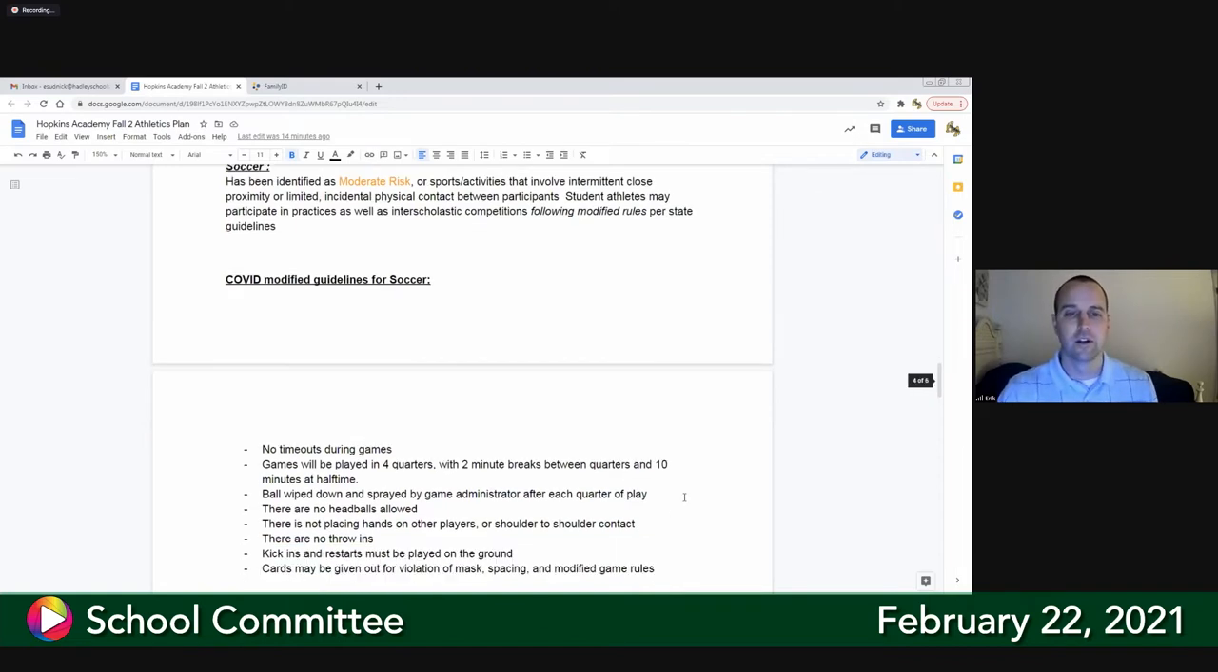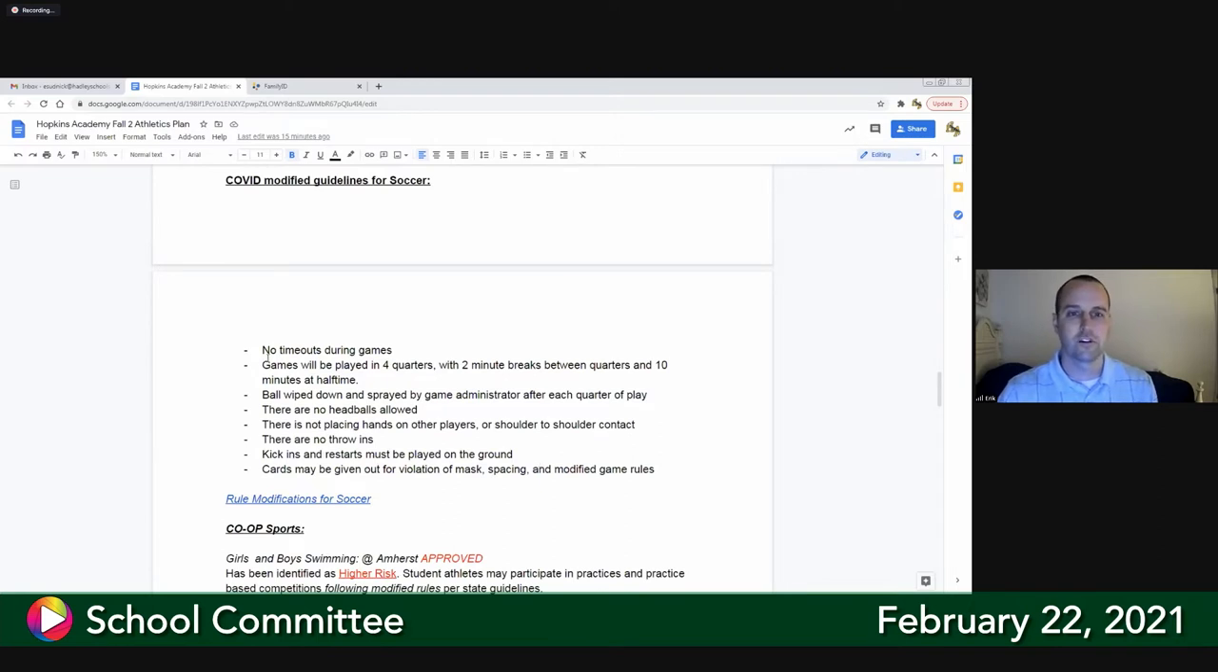If you look down, these are the modifications that would have to be implemented for the games when they take place. It's been a while since we've seen them, but it is less than it was previously. Still enough there to try and maximize the safety and make sure the student athletes are safe while participating. But again, reduced from where it was during the fall.